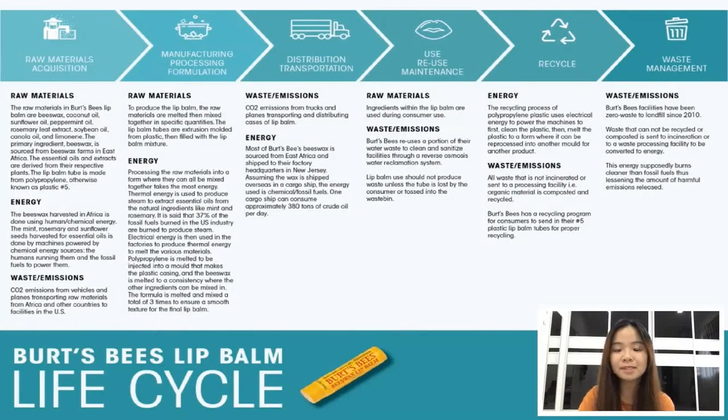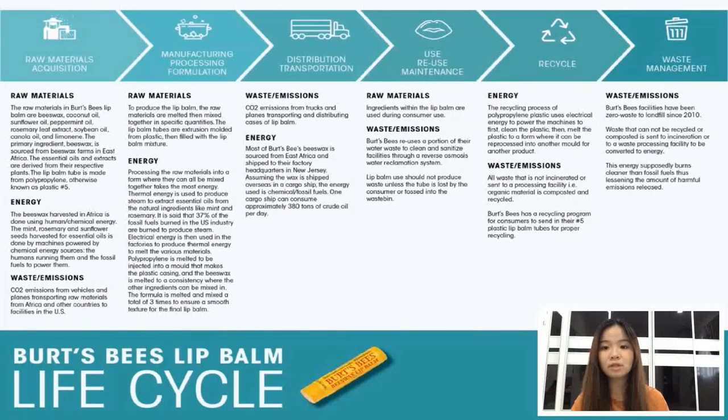While for the use, reuse, maintenance section, the waste involved is water. The Burt's Bees company reuses a portion of this water waste to clean and sanitize facilities through a reverse osmosis water reclamation system to ensure that the water is not wasted during the manufacturing process.